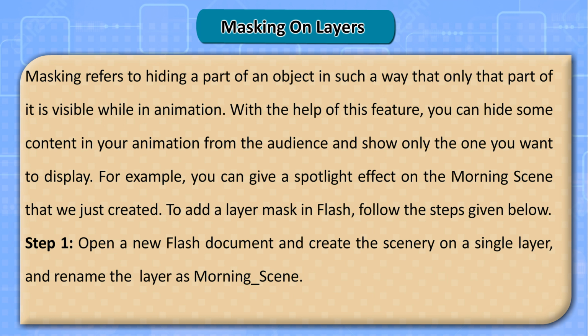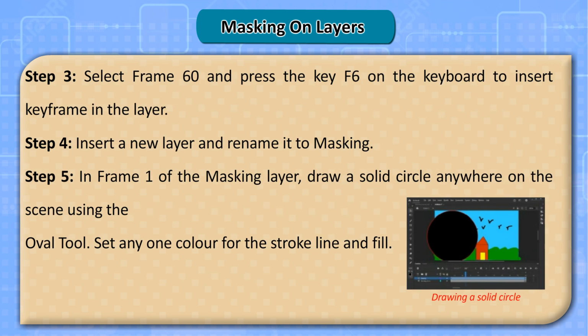Step 1. Open a new Flash document and create the scenery on a single layer, and rename the layer as morning_scene. Step 3. Select frame 60 and press the key F6 on the keyboard to insert a keyframe in the layer. Step 4. Insert a new layer and rename it to masking. Step 5. In frame 1 of the masking layer, draw a solid circle anywhere on the scene using the oval tool. Set any one color for the stroke line and fill.